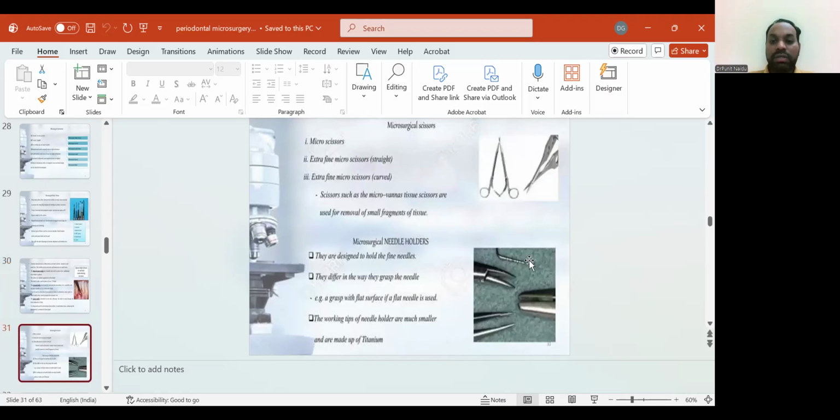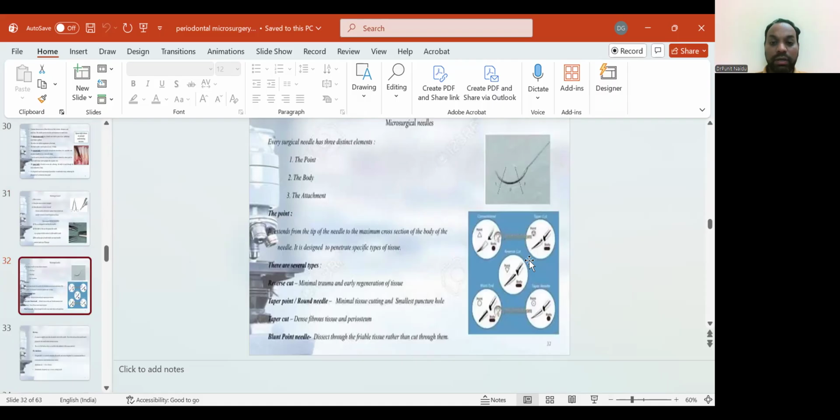The microsurgical scissors are extra fine micro scissors. There are two types, straight and curved. And these scissors, such as the micro venous tissue scissors, are used for removal of small fragments of tissue. Microsurgical needle holders are designed to hold the fine needles. They differ in the way they grasp the needle, for example, a grasp with a flat surface if a flat needle is used. The working tips of the needle holder are much smaller and are made of titanium.